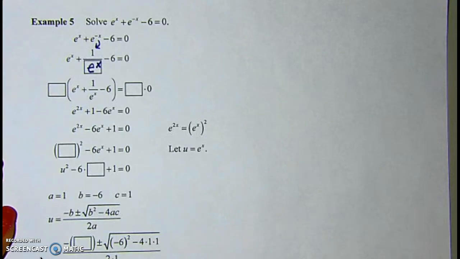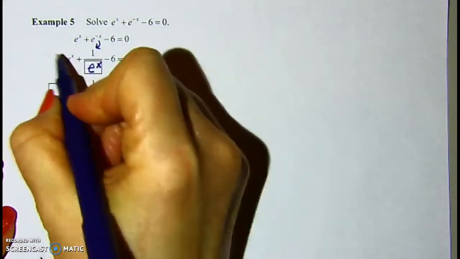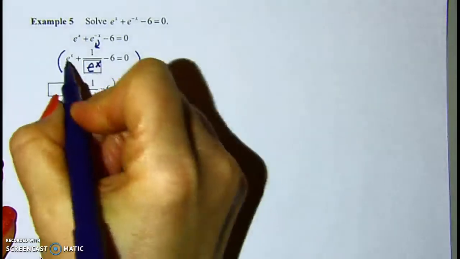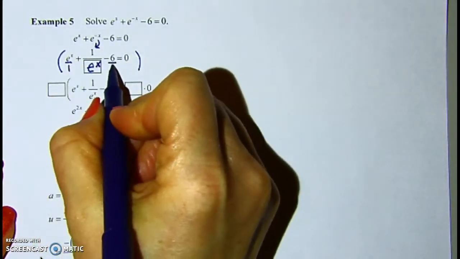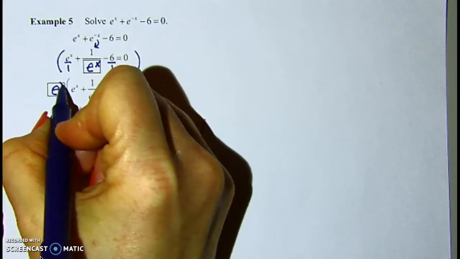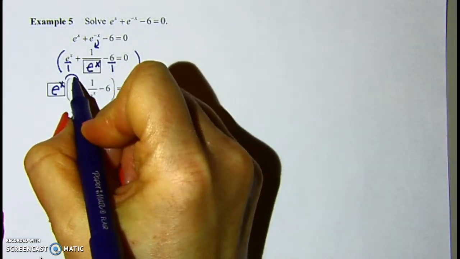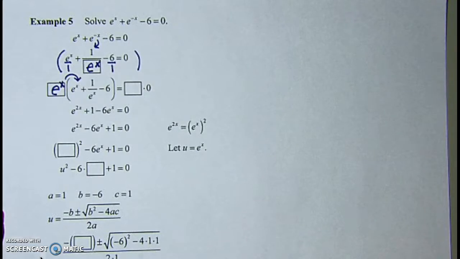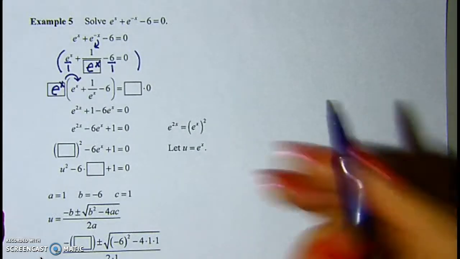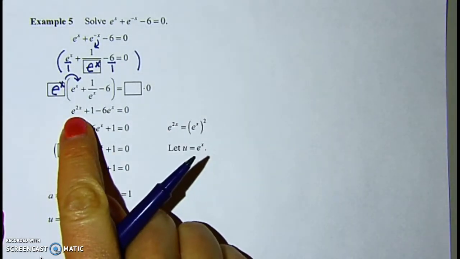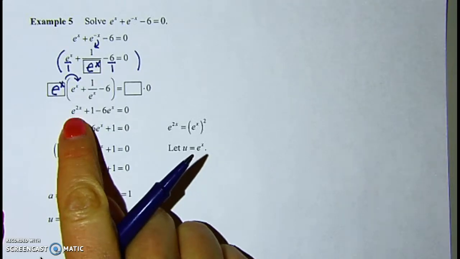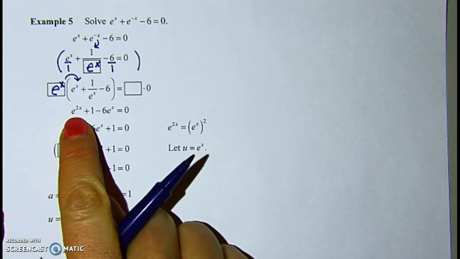Now I have a denominator, so I'm going to multiply everything by my common denominator. The only denominator I see is e to the power of x, so that narrows it down. So I'm going to multiply everything by e to the power of x such that I can get rid of my fractional pieces. So when I multiply e to the power of x times e to the power of x, note that when we multiply our bases, we add our exponents. So our base is e, we add our exponents. x plus x is 2x.